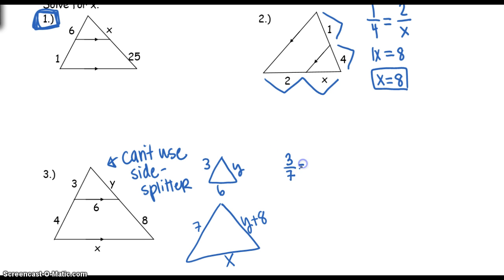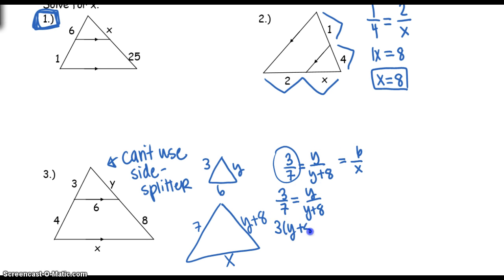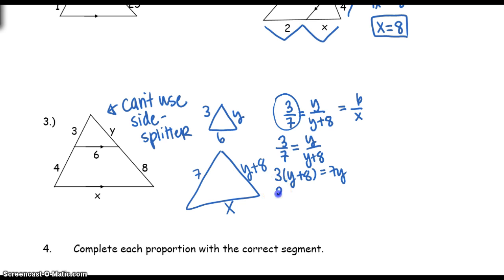So 3 over 7 equals y over y plus 8, which equals 6 over x. I'm going to use 3 over 7 to find both x and y. So this is like what we were doing earlier in the chapter last week when we were working out our x and y. So we have 3 over 7 equals y over y plus 8. And then once we get there, we cross multiply. So 3 times y plus 8 equals 7 times y. From there we distribute, so 3y plus 24 equals 7y.